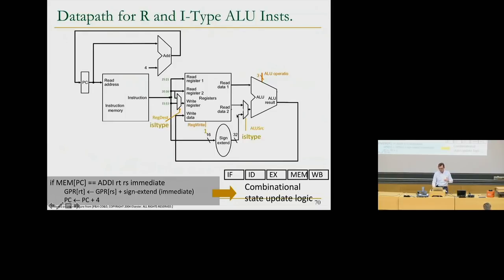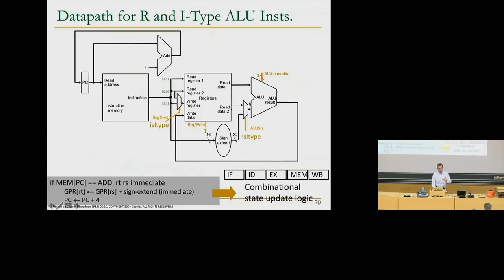So what do we do? Well, we add muxes. There are actually two differences. Let's take a look at this one first. Basically, you have a mux that selects between the output of the second read port of the register file and the sign extended immediate coming from the instruction.